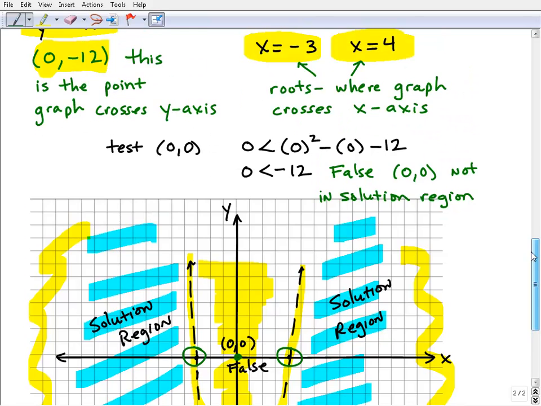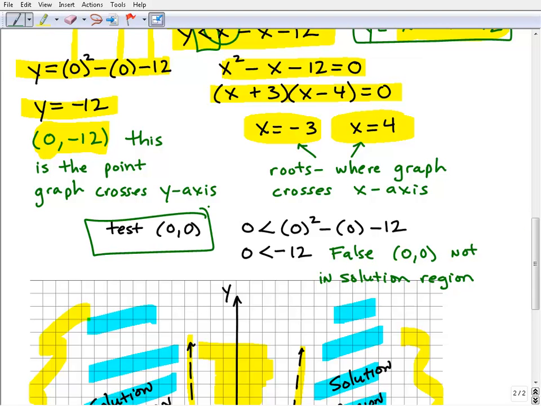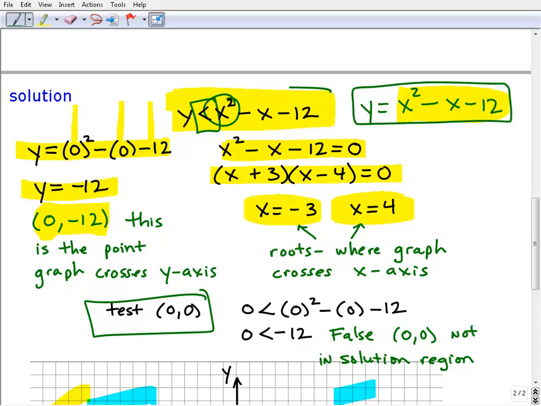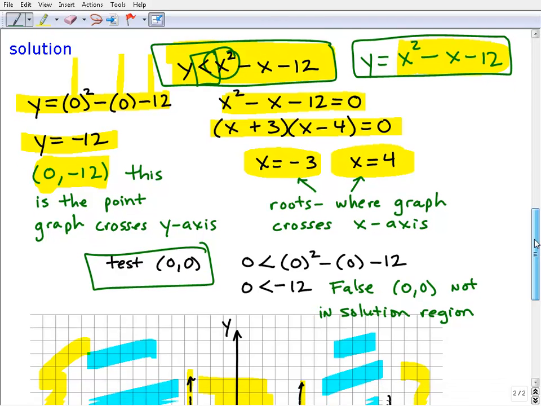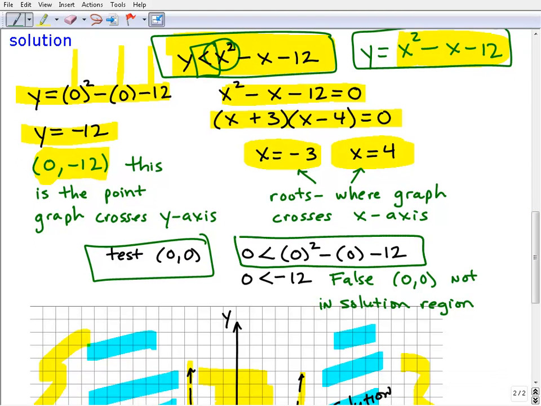What I mean by testing the point is we're going to take that point 0, 0 and plug it into our original quadratic inequality. So that's y is less than x squared minus x minus 12. Let's plug in 0 for x and 0 for y. When I work out the math, I get 0 is less than negative 12. So you have to ask yourself, is that a true or false statement? Is 0 less than negative 12? No, it's not. Negative 12 is less than 0, so that's a false statement.